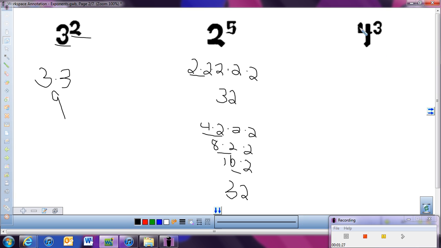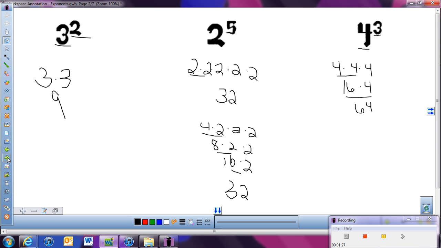Here's one more we'll try, 4 to the 3rd power. So remember the 4 is the base, the 3 is the exponent. The 4 tells us what number we're going to be multiplying, that's what the base tells us. And the exponent, that 3, tells us how many times we're going to be writing that number out. So here I have 4 times 4 is 16. I can rewrite the rest of the problem. And 16 times 4 is 64. And that would be my answer.